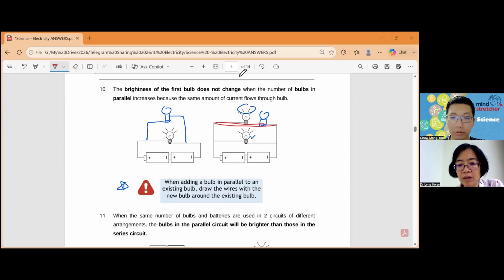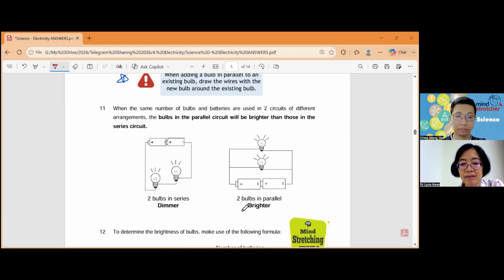When there are an equal number of batteries and bulbs, will the bulb still fuse? Okay, then what are you trying to say? Equal number of batteries or bulbs. What is it, battery or bulbs? You write again. Okay, next one.